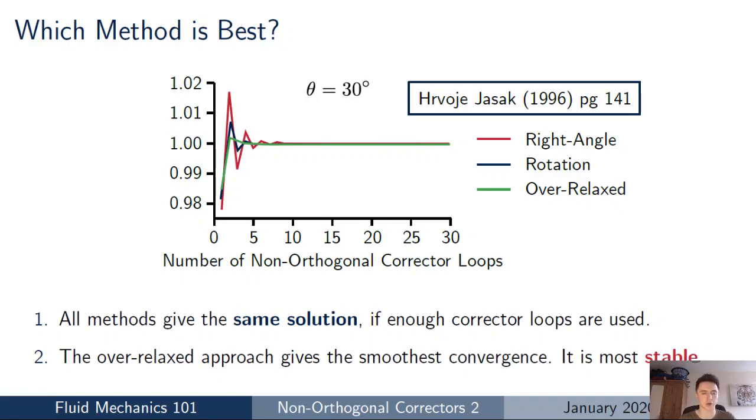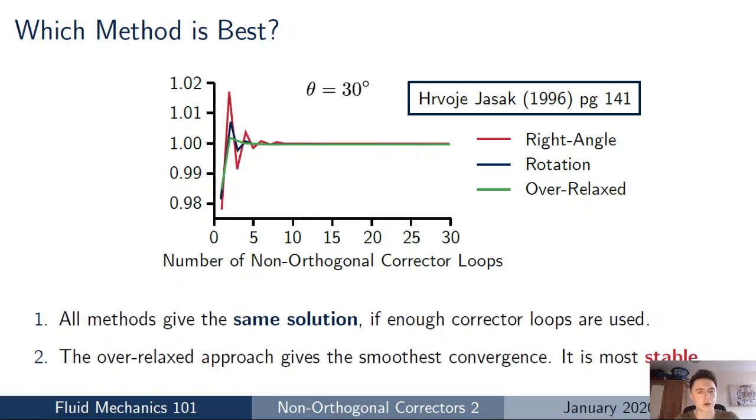And what you can see in this graph is that up to 30 corrector loops or 30 iterations of the solver were carried out. And what you'll see is that actually all three approaches, the right angle approach, the rotation approach, and the over-relaxed approach, give the same solution. So when we've taken enough non-orthogonal corrector loops, we will arrive at the same solution. And that's because the temperature and the temperature gradient are not changing between iterations anymore, so it doesn't actually matter which way we decompose the vector, we will still get the same solution.